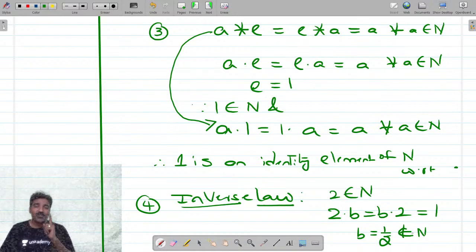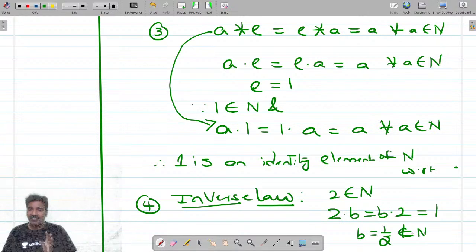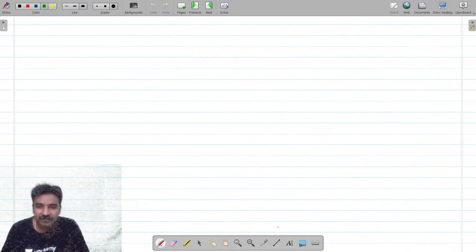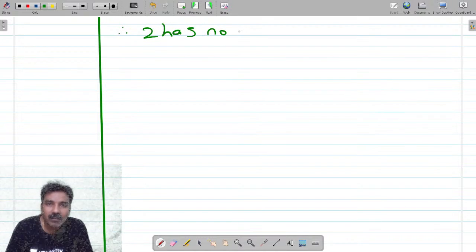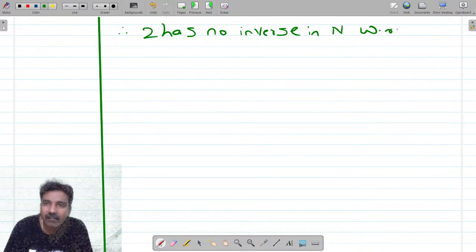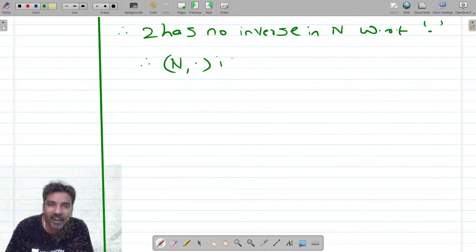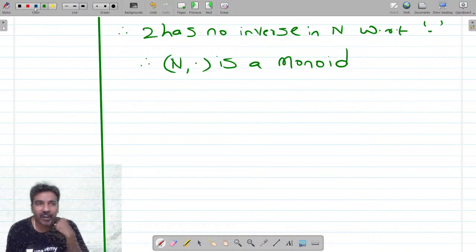If at all one element has no inverse in that particular set, ultimately inverse property fails. So I can say that it satisfies only first 3 properties. So the conclusion becomes N comma dot is a monoid. So let me write out this one. Therefore here 2 has no inverse in N with respect to dot. Therefore N comma dot is a monoid.